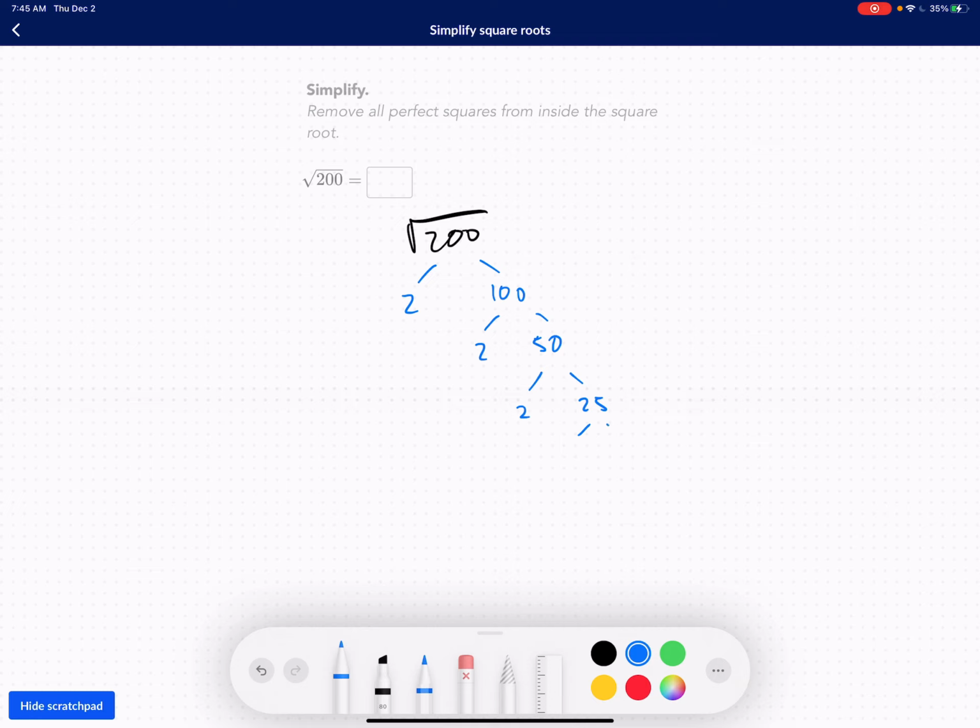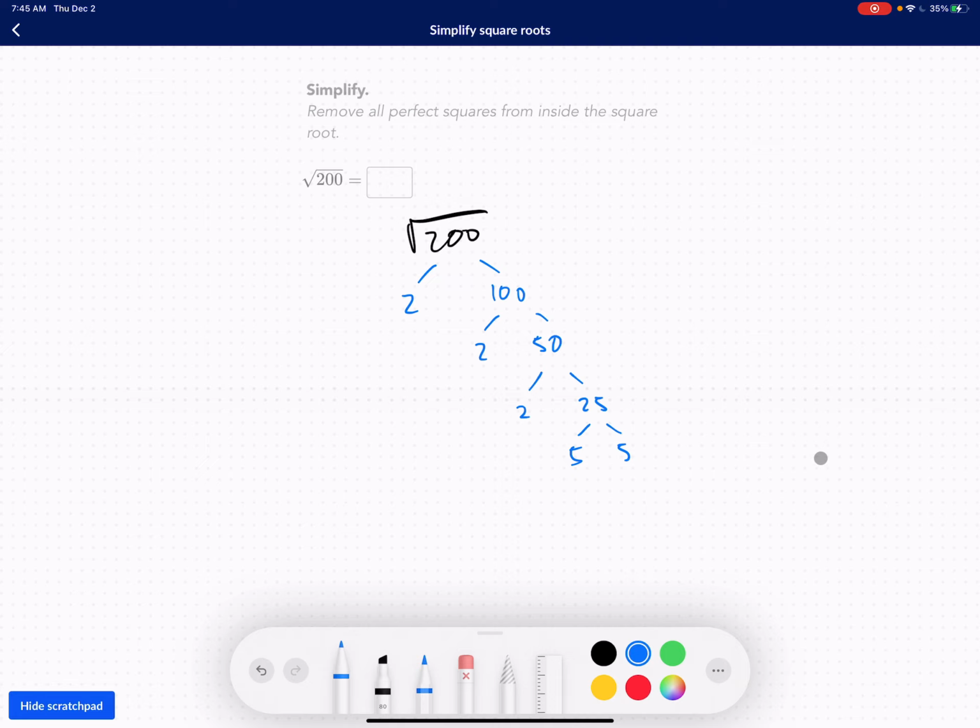And then I can break this down into 5 and 5, because 5 times 5 is 25. So we can do 2 times 2, which is 4. 4 times 2 is 8. 8 times 5 is 40. And 40 times 5 is 200. So as you can see, all of these numbers really don't mean anything different than 200. So I basically factored it out to its most factorable form.